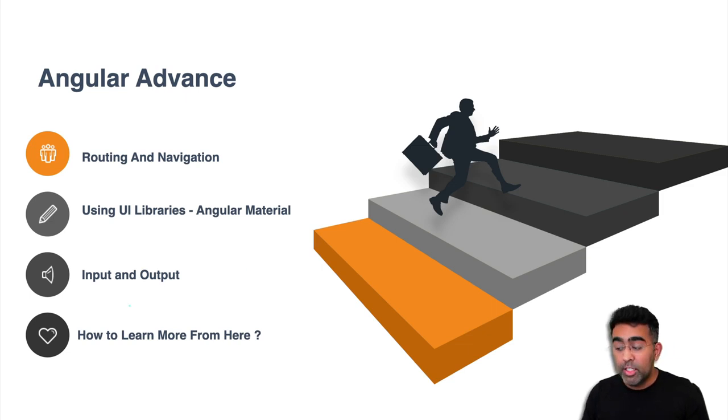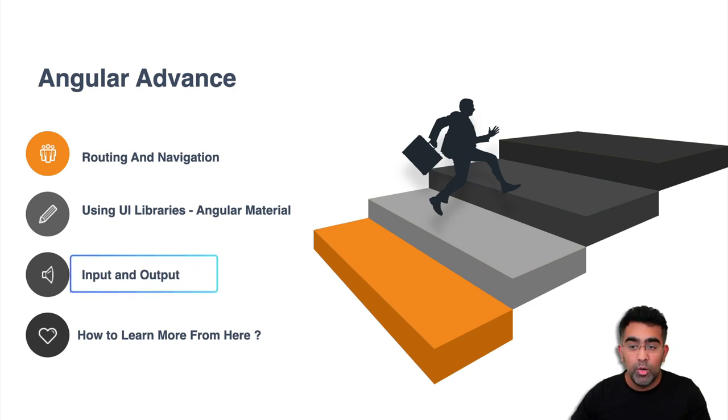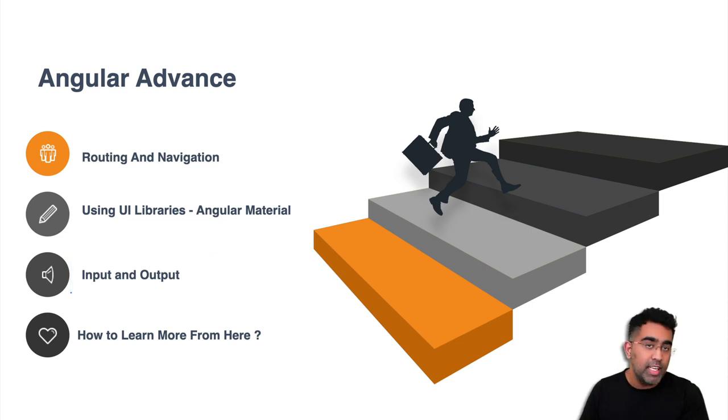Another thing that we need to talk about is input and output decorators in Angular. So in Angular, we use components a lot. Everything is basically built off a component. Now we need to share data within the components, or push data into the component, or get the data out from the component. That's where the input and output decorators come into play. And we're going to take a look at that.